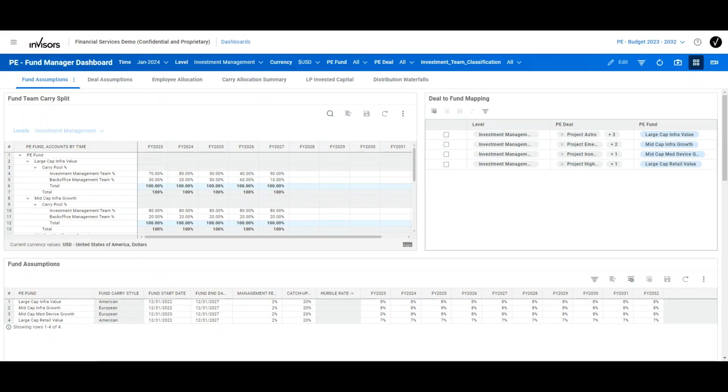This is a quick demo of Invisors' solution for distribution waterfall planning and carried interest planning in Workday Adaptive Planning. Today we're going to review two different personas, the fund manager persona and the workforce manager persona.